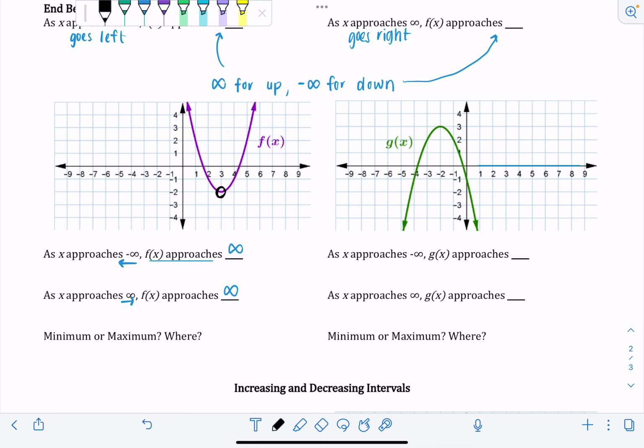So this vertex is the lowest. It's the very bottom of the graph. So it's a minimum. So we can say there's a minimum. And then the value of the minimum, we don't really write it as the entire vertex. So this vertex is (3, -2), but we're just talking about the height here. So we're just focused on the y coordinate. So we would say a minimum at -2 because that's the height of the point. And minimum is just whether it's the highest or lowest point on the graph.